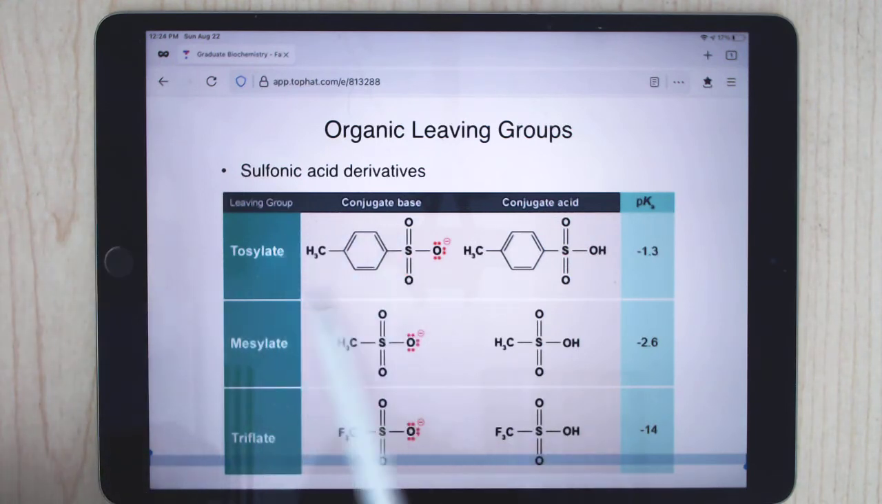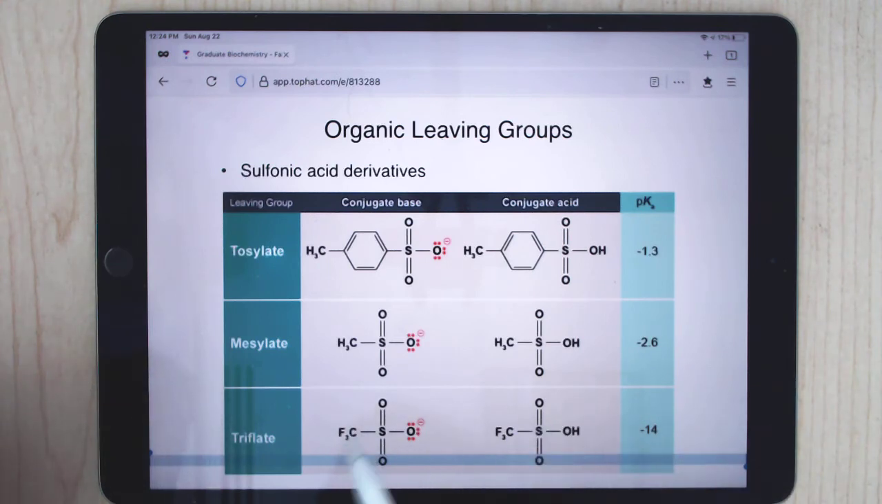Tosylate is nice for small scale because it has this benzene in it, so it's easier to visualize and really easy to detect. Mesylate and triflate are nice for what is called atom economy, because lots of times these things are designed to get thrown away, and we're not throwing away as many atoms.